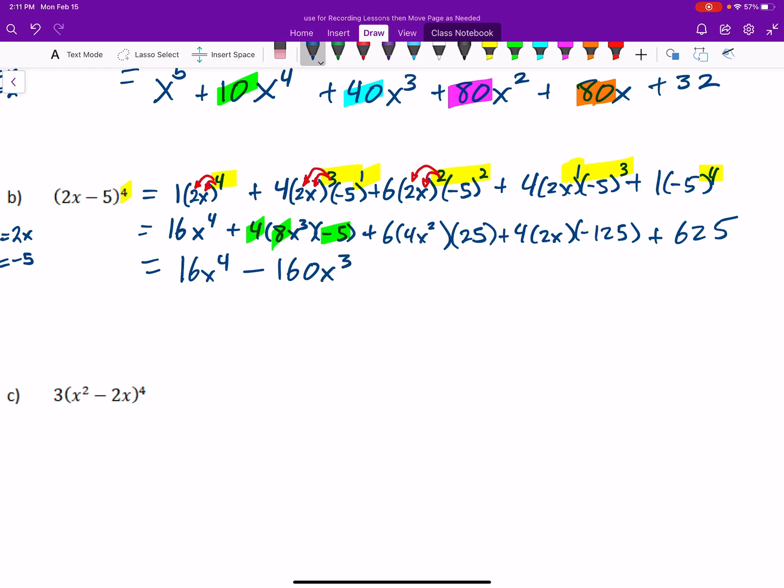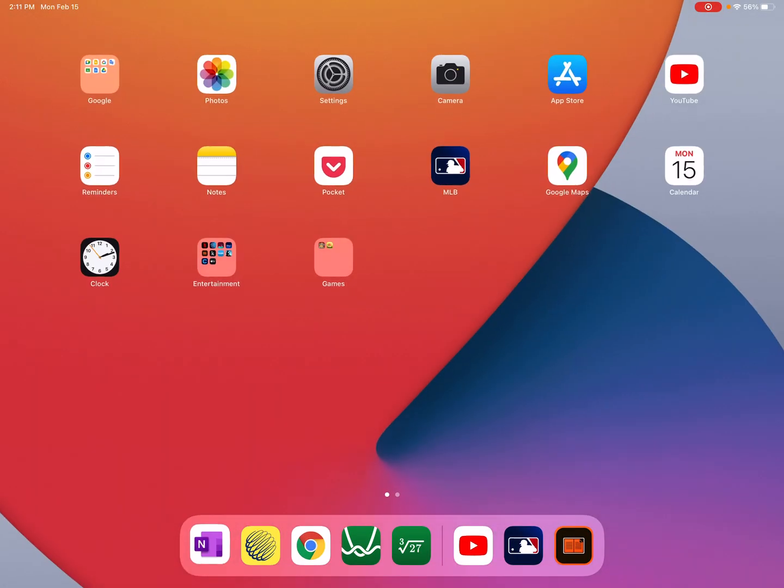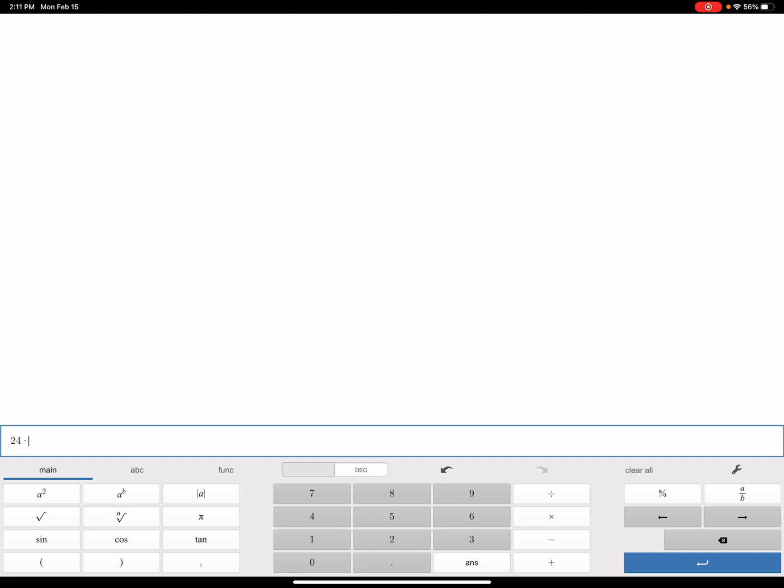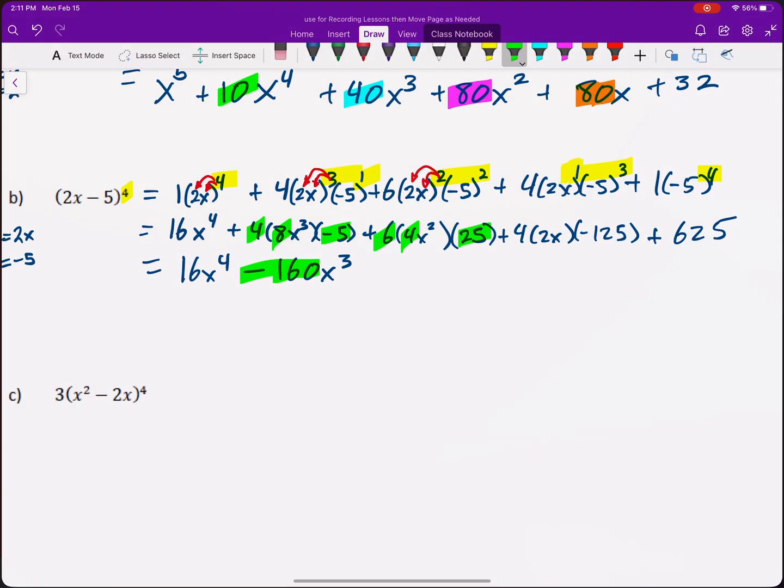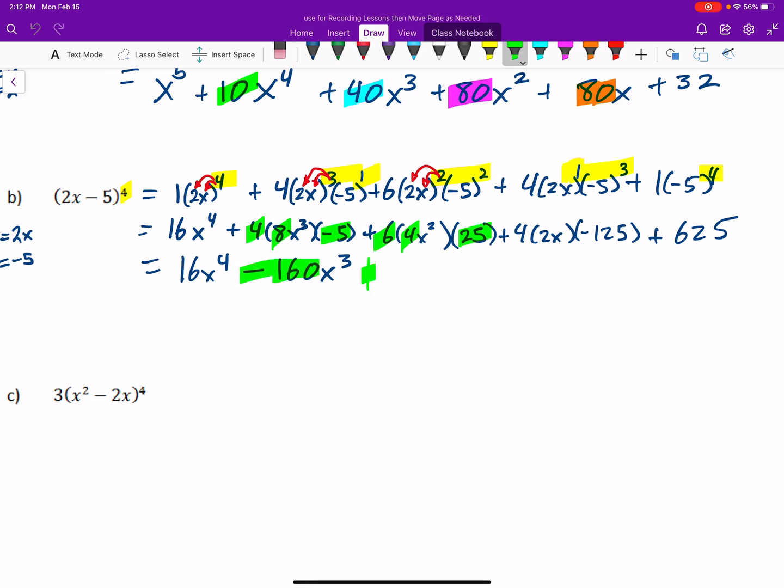And then if I do 6 times 4 times 25, I get 600x squared. And then if I do 4 times 2 times negative 125, I guess that's negative 2,000x. And then I still got the 625. So that's where they came from.